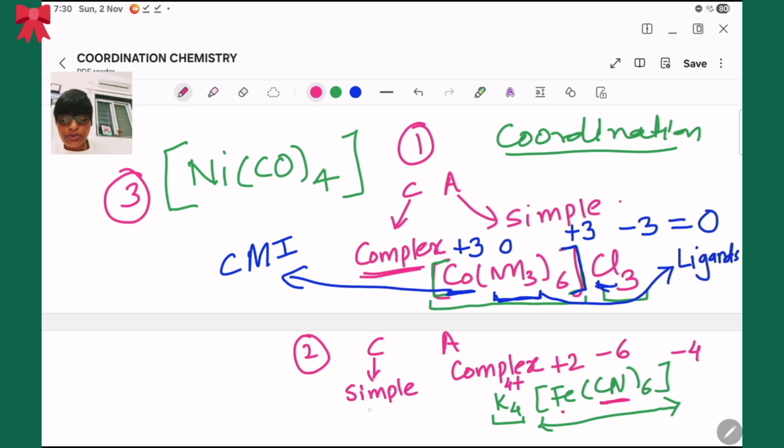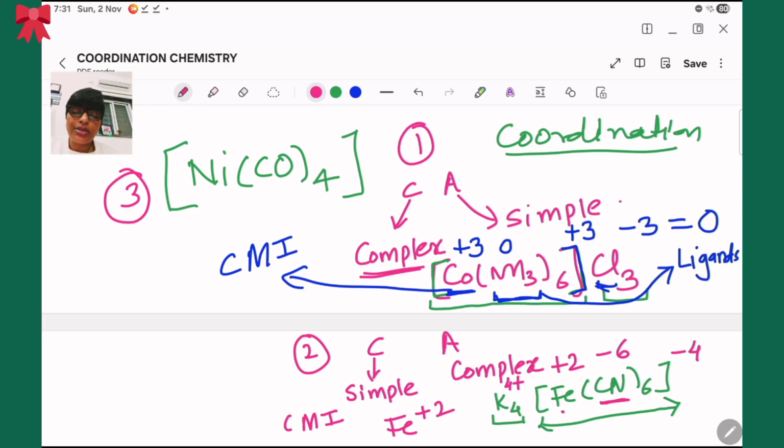So now iron will have a charge of +2. That means it is a central metal ion surrounded by 6 cyanide ligands.